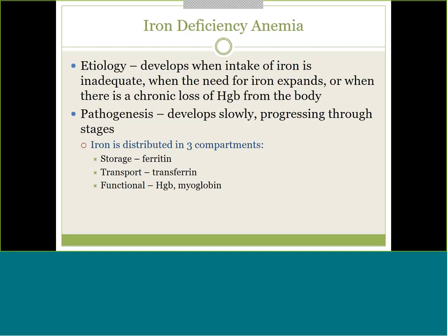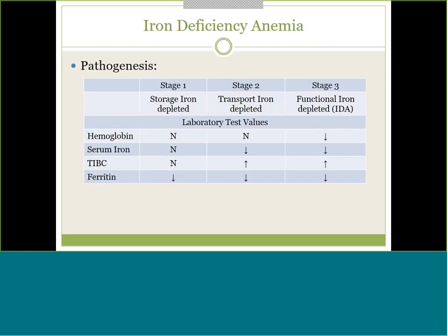And remember, your iron is split into 3 compartments. You have your ferritin, which is your stored iron. You have iron that's constantly being transported attached to that transferrin protein. And then you have iron that's in your hemoglobin molecule, all inside the red cells, all around your body. There's also another type of protein called myoglobin that's found in your muscle. That actually has iron in it as well. So that's kind of where your iron is distributed at all times in your body.